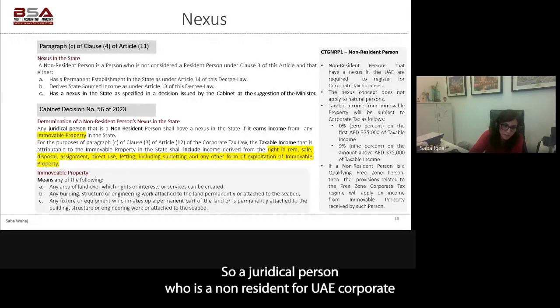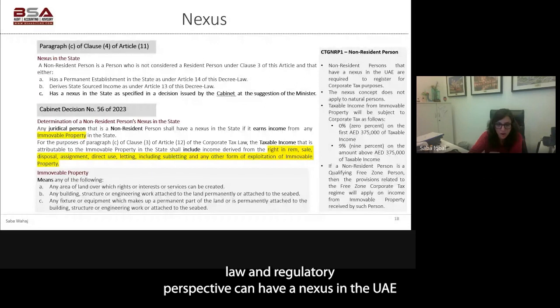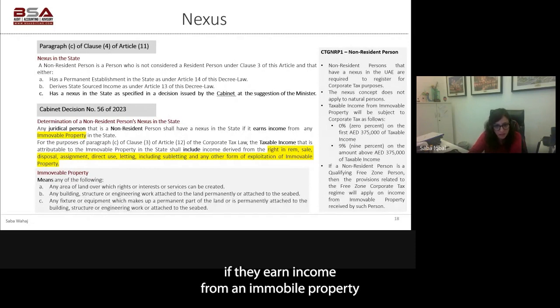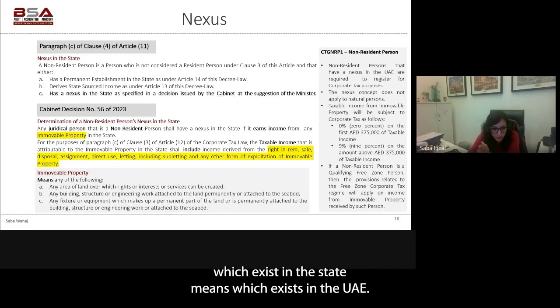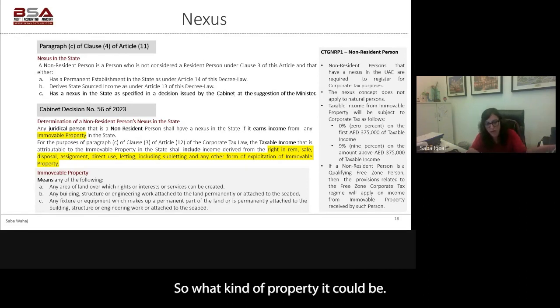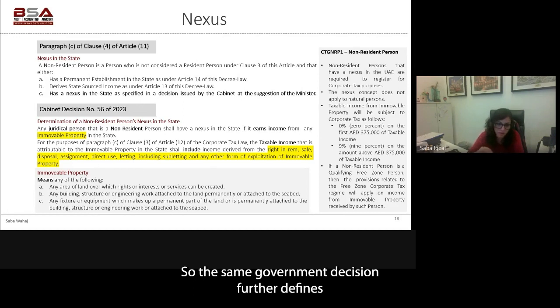So a juridical person who is a non-resident from a UAE corporate law and regulatory perspective can have a nexus in the UAE if they earn income from an immobile property which exists in the UAE. So what kind of property could it be? The same Cabinet Decision further defines what immobile property means for this decision.